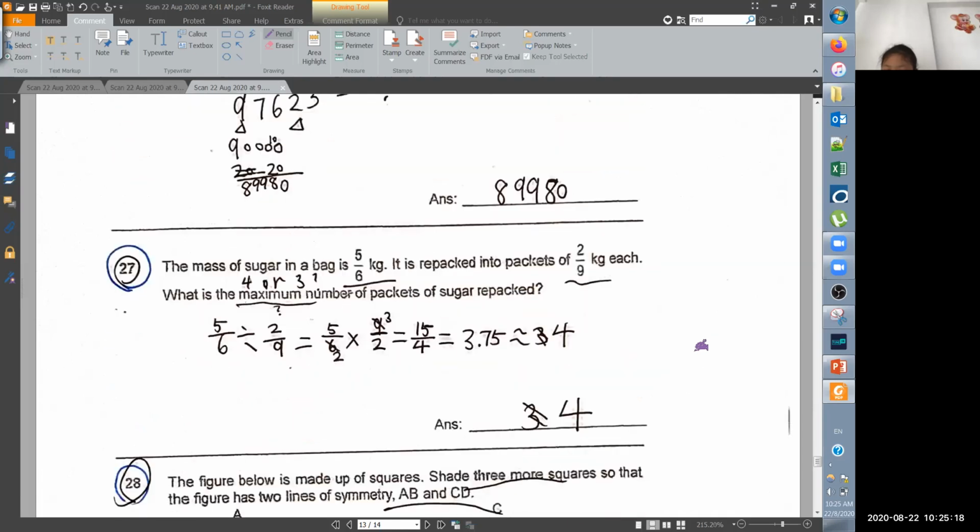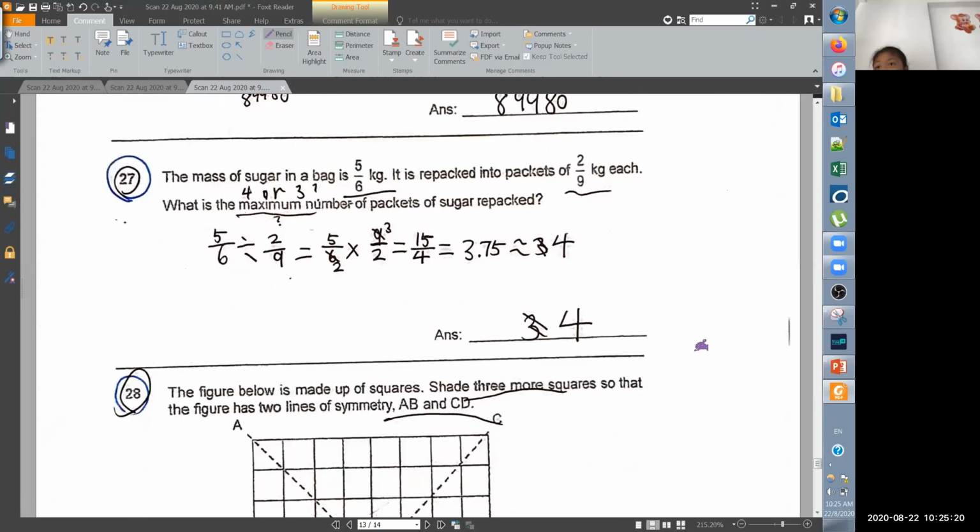Okay, 27. Well, the maximum number. So this question, the maximum number of packets of sugar we pack. Okay, so you have this much, then each bag is this much. So you can pack three whole packets, right? And then 0.75. So okay, this question, right?